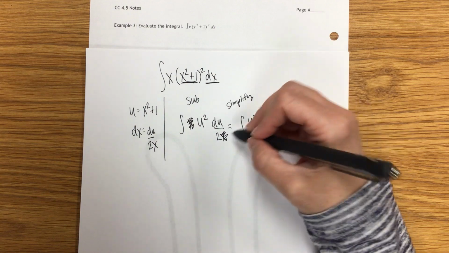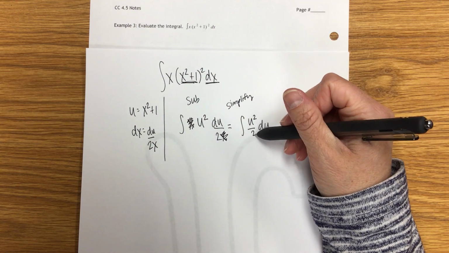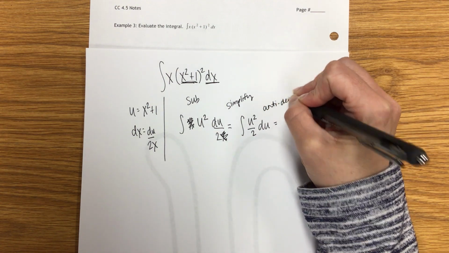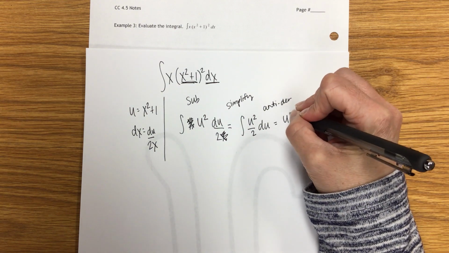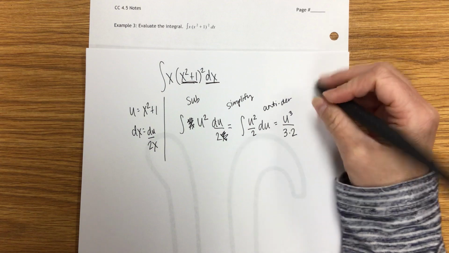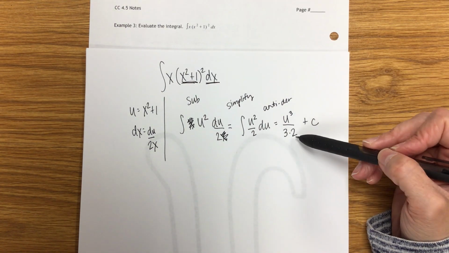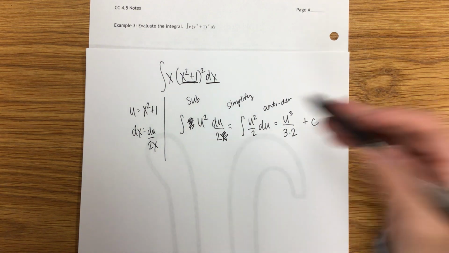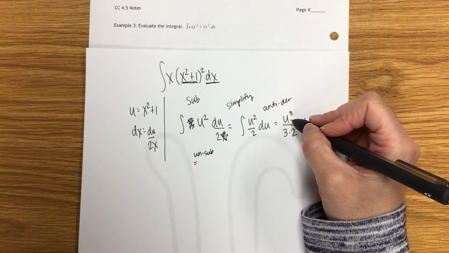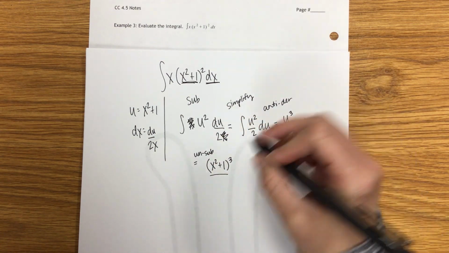If you have an extra number, you just slide it over in with the u function and we'll deal with it. So when I do my antiderivative, u squared becomes u to the 3 over 3, but there was already a 2 there. So when I simplify, it'll end up being u cubed over 6 because of the existing 2. I'm going to unsub as I simplify, so I'm going to plug that x squared plus 1 back in, and then over 6 plus C.